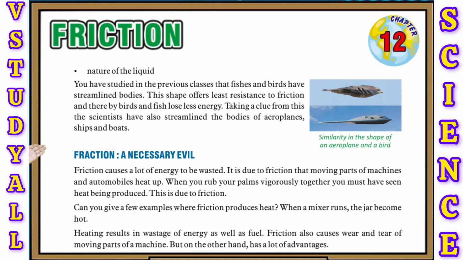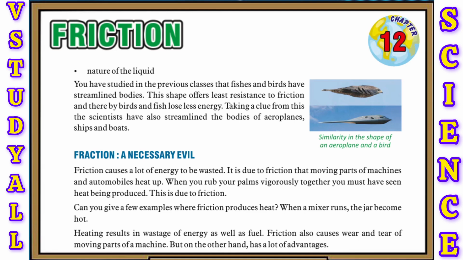So now let's see the next topic: friction, a necessary evil. Friction causes a lot of energy to be wasted. It is due to friction that moving parts of machines and automobiles heat up. When you rub your palms vigorously together, you must have seen heat being produced. This is due to friction. Can you give a few examples where friction produces heat? When a mixer runs, the jar becomes hot. Heating results in a waste of energy as well as fuel.